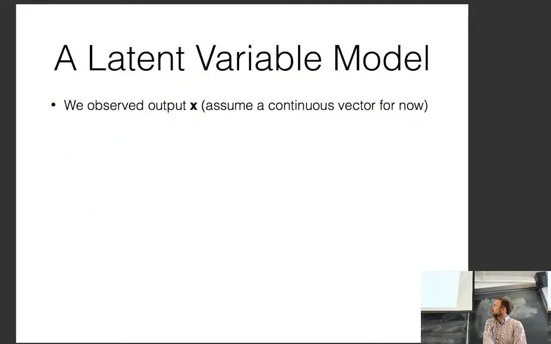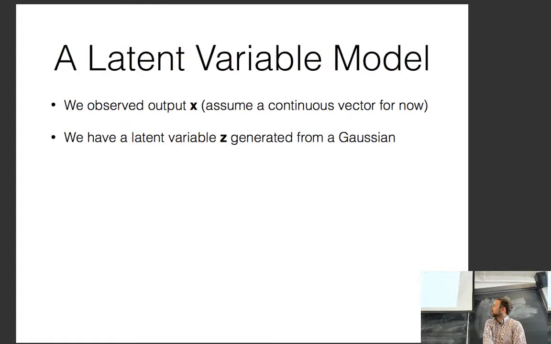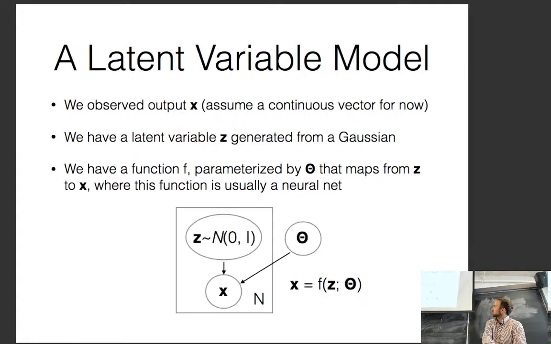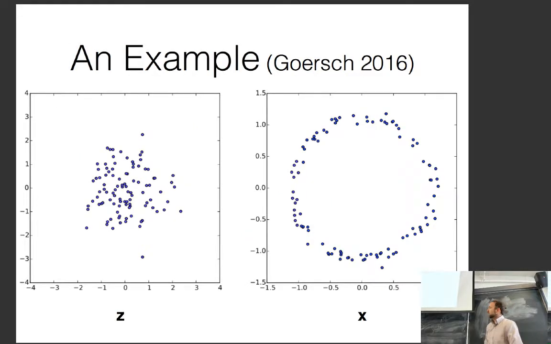So a latent variable model, we touched on this briefly in the GAN or the adversarial methods thing last time. But we have an observed output x and we have a latent variable z generated from a Gaussian, and we have a function parameterized by theta that maps from z to x, where this function is a neural net. So this is from the reading. And the important intuition here, I think the reading got this across pretty well, but I'm going to rephrase it a little bit in case it wasn't clear. The important thing is z here is distributed according to a Gaussian, while x is distributed according to something else that's not a Gaussian.